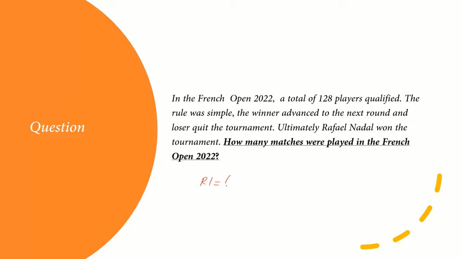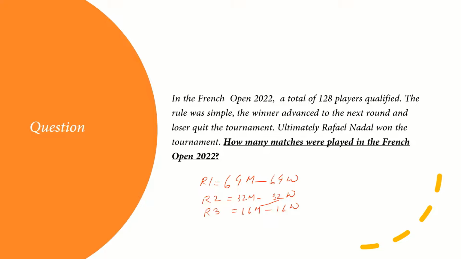So I'll have 64 matches in round 1. Now, 64 matches will produce 64 winners. These 64 winners will play against each other in round 2. In round 2, we will have 32 matches. These 32 matches will produce 32 winners. From these 32 winners, round 3 will have 16 matches. 16 matches, I'll have 16 winners, and so on.